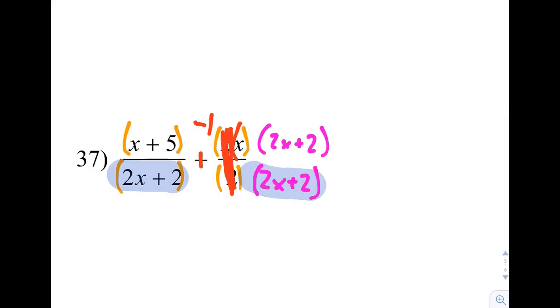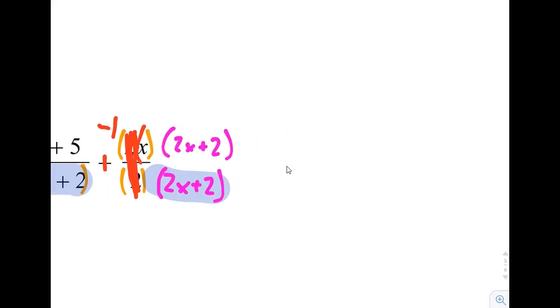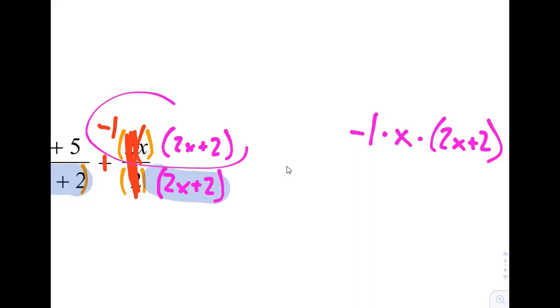So over on the left side we have nothing out front and nothing as an exponent, so we can just get rid of those parentheses right away. On the right side we have something a little bit complicated. I'm going to write it out off to the side just so we can see why this is a little bit messy. We have negative 1 times x times 2x plus 2. That's what we have up in this numerator here.